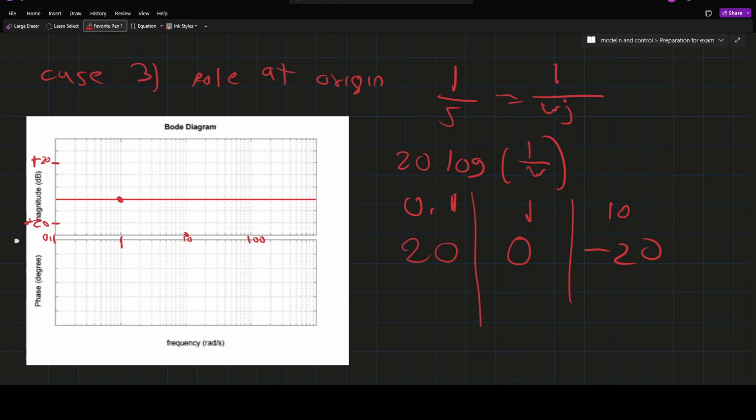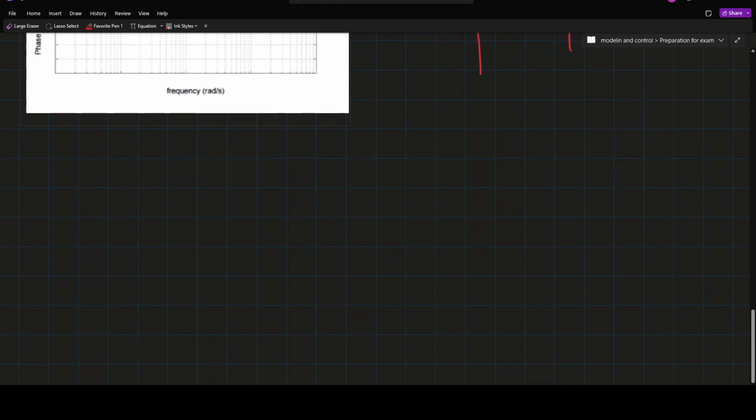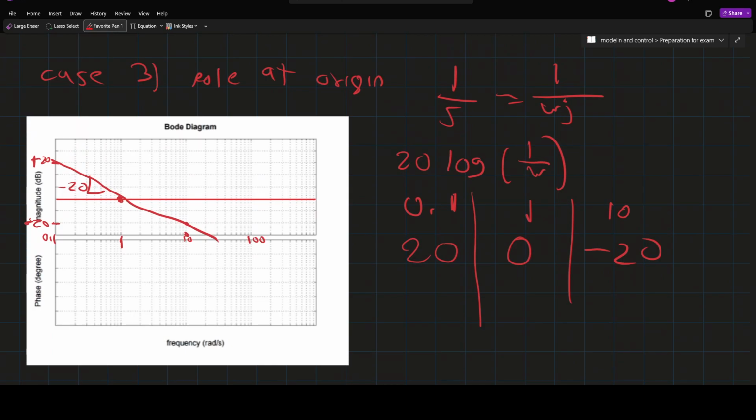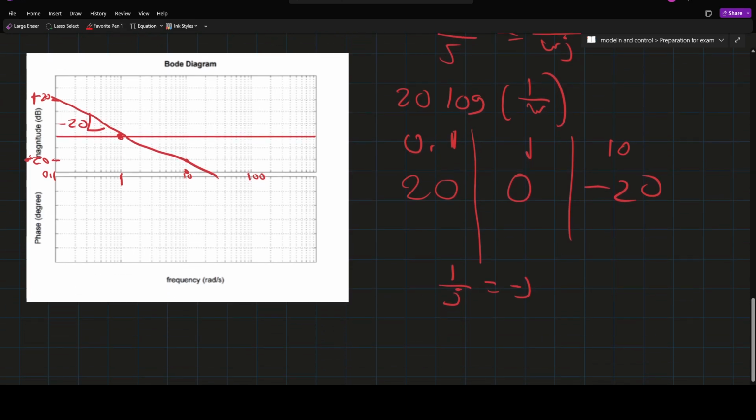We're going to start at 20, 0, and then we're going to go to minus 20. That is the correct way. Okay, and this is just going to keep going, and now we have a slope of minus 20. Now in case of the angle, this time the angle is going to be 1 over j, and we know that this is minus j, so it's going to be the same.